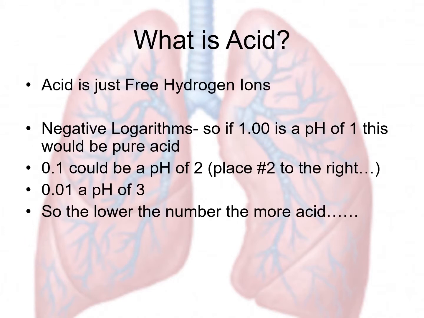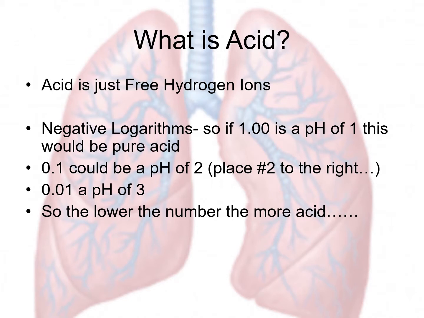So just to remind you, acid is just free hydrogen ions, and pH is basically a negative logarithm. This is not literally true, but it is conceptually true. A pH of 1.00 is a pure acid. 0.1 is basically a pH of 2. We move the place to the right. 0.01 is a pH of 3, and so the normal is 7, and so normally the pH is about 7 places to the right of the decimal point.